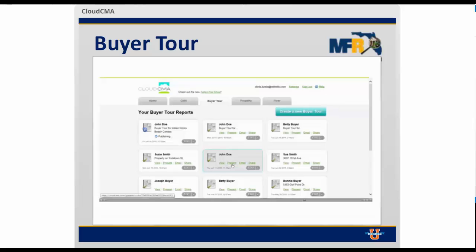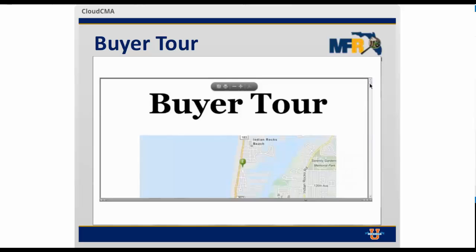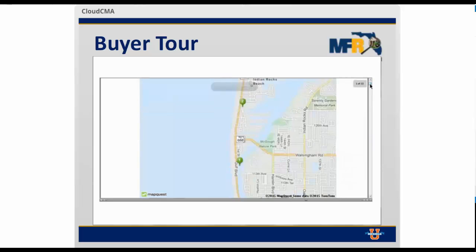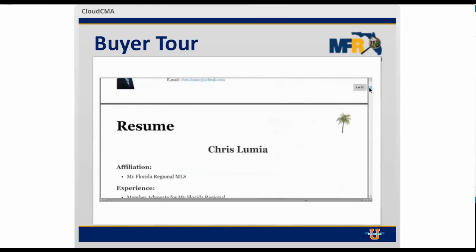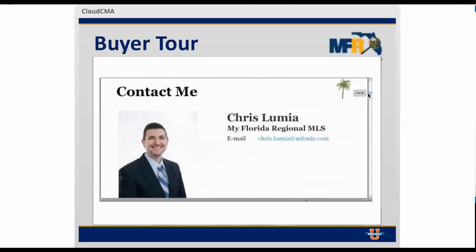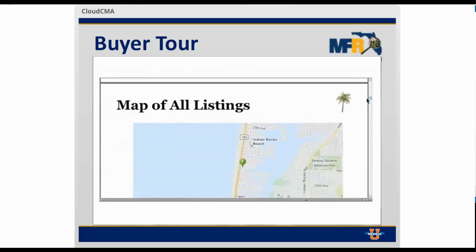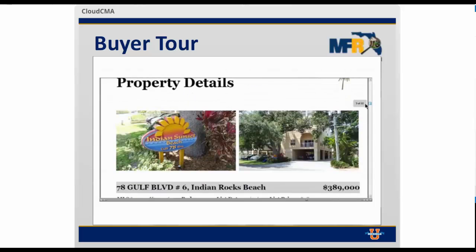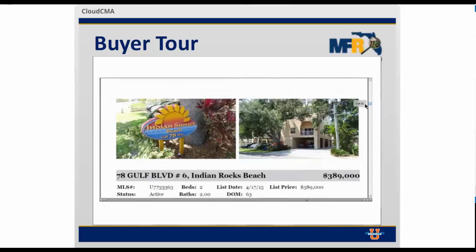And just like with the CMA, we have the same options for the buyer's tour to view, present, email, or share. All the buyer tours you created are in descending order from the date that they were created. So this is pulling up. Now let's view it. Here we go. The buyer tour, map on the cover page. I choose what I want and what I do not want in here. Here are the property details.